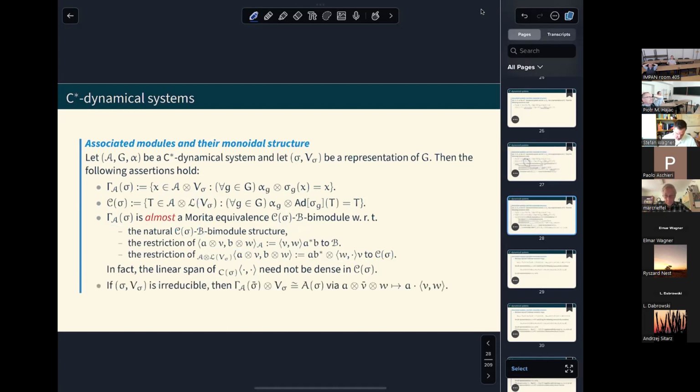Let me say one relation to the isotypic components. Whenever you start with an irreducible representation, then if you look at the tensor product of this gamma R sigma bar, where bar is the conjugate representation, and you tensor it with V sigma, this will give you the isotypic component. So basically, these are the multiplicity spaces of the isotypic components of the action, if you want.